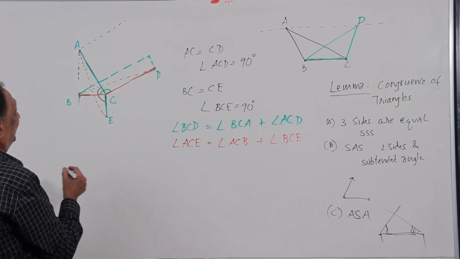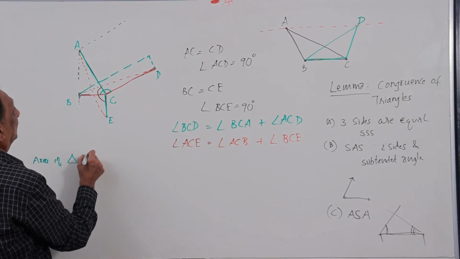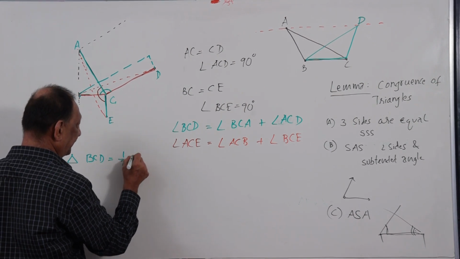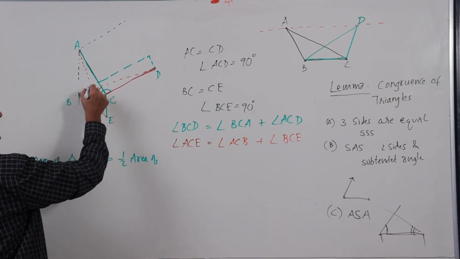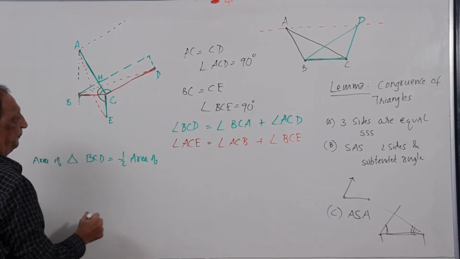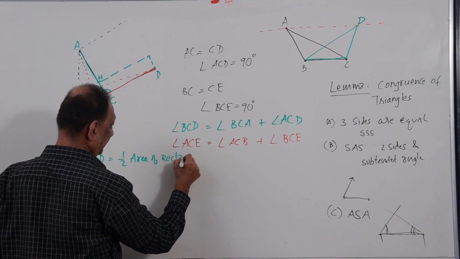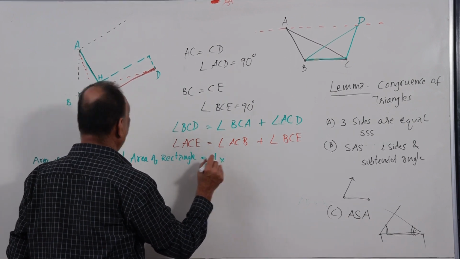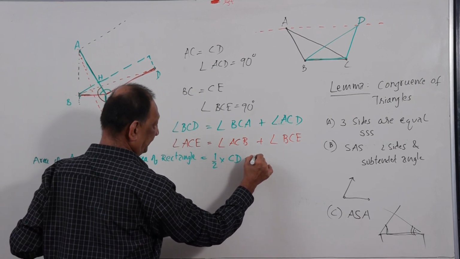Let's just write that here. So area of triangle BCD is equal to half the area of this rectangle, right? For this perpendicular, I need to name the point, we'll call it H. Half the area of the rectangle, which is half base times height, CD multiplied by CH.